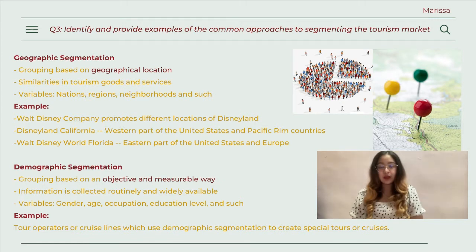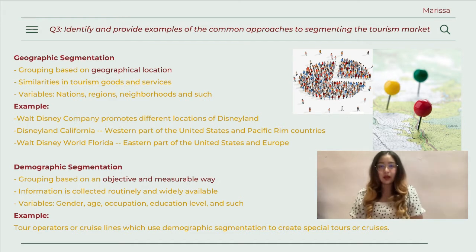Geographic segmentation is basically the grouping of potential tourism customers based on their geographical location. Even though tourists from this specific segment do not necessarily have similarities in their wants or needs, what stays similar is their selection of tourism goods and services. Some common examples of geographic segmentation variables include nation, regions, neighborhoods, and such. There are many tourist attractions that market their services regionally because they realize that the time and money used in traveling makes them more attractive to customers in a specific geographic area.